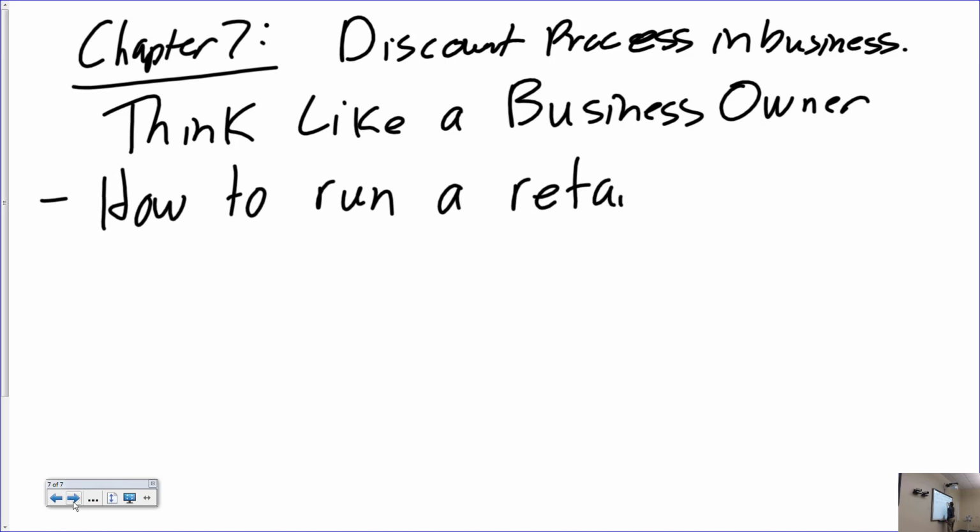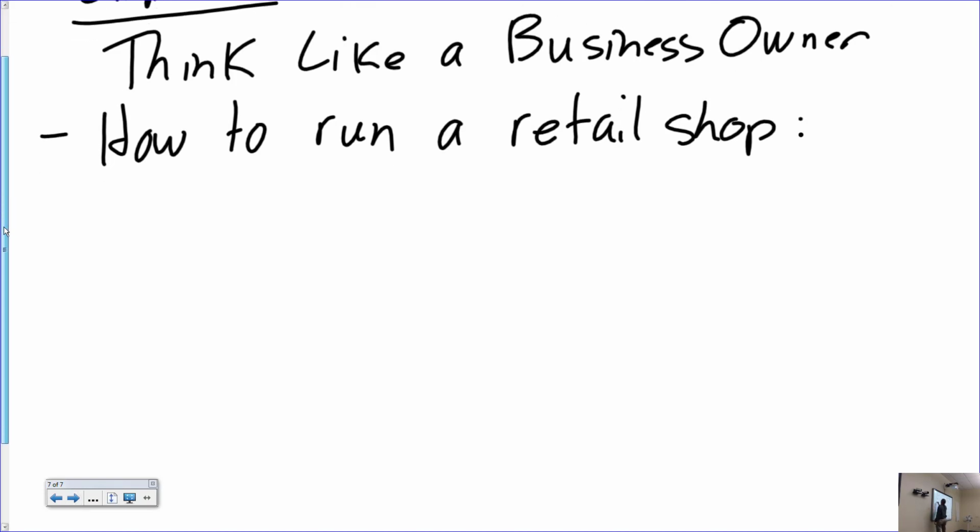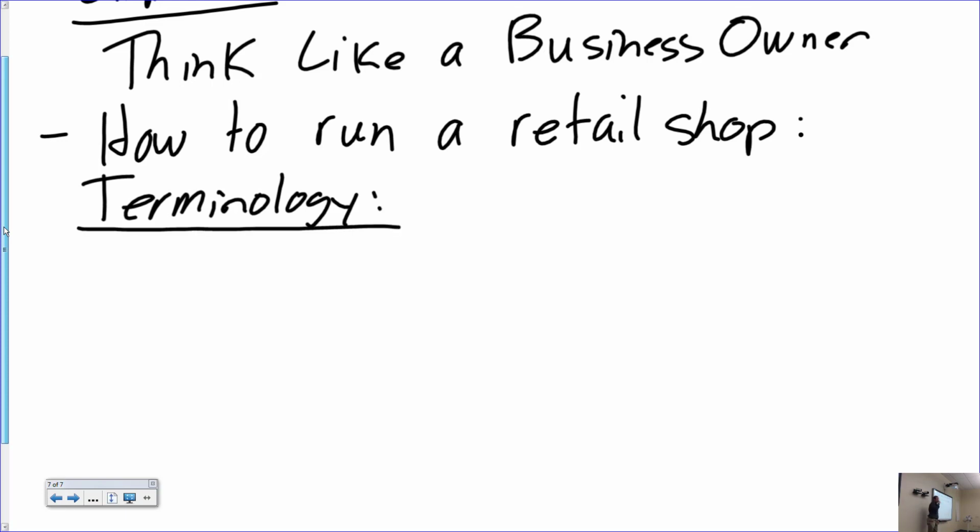The best way to think about this is to think about it in terms of how a retail business runs, okay? Because that's really the way that we're describing this discount process, is the way that retail businesses set up their business model. Now, so first thing we have to do, and it's always a good thing to start this way, is with terminology, okay? So again, think of yourself as being a retail shop.